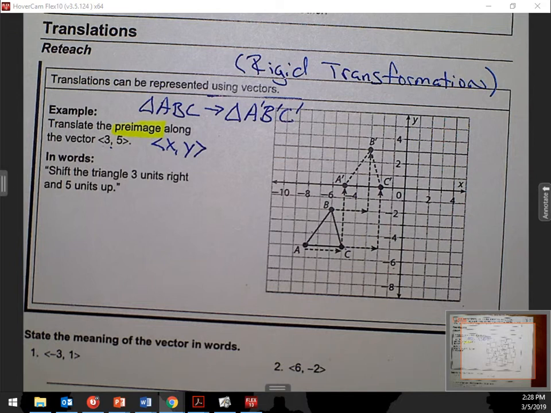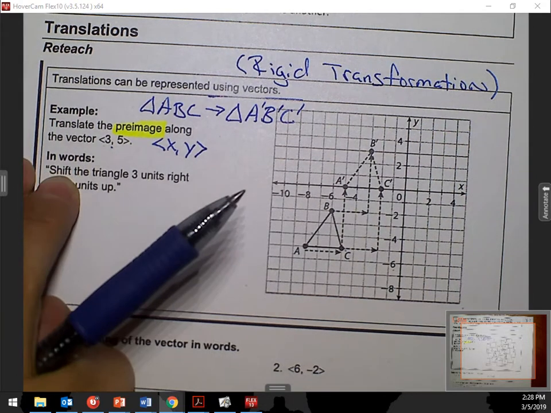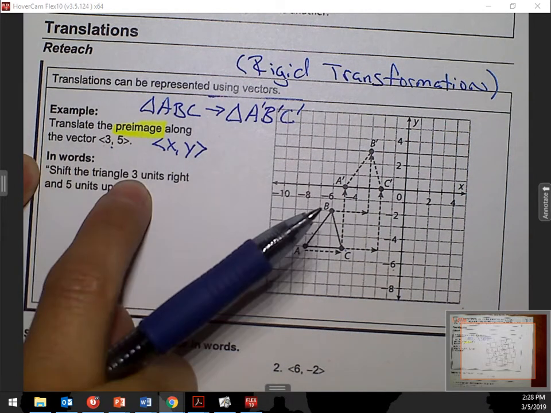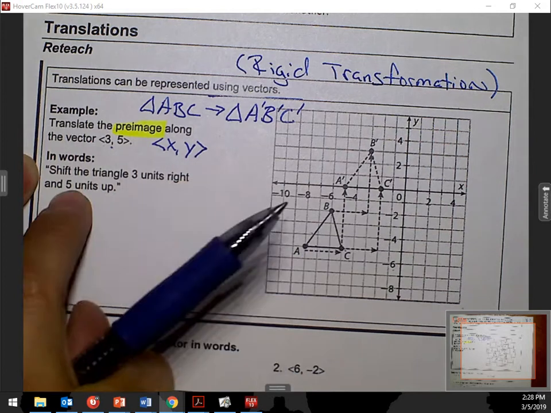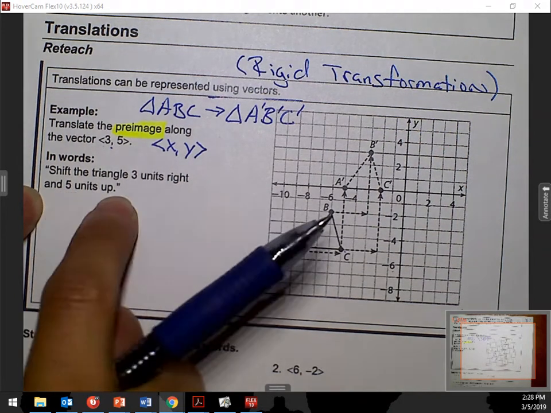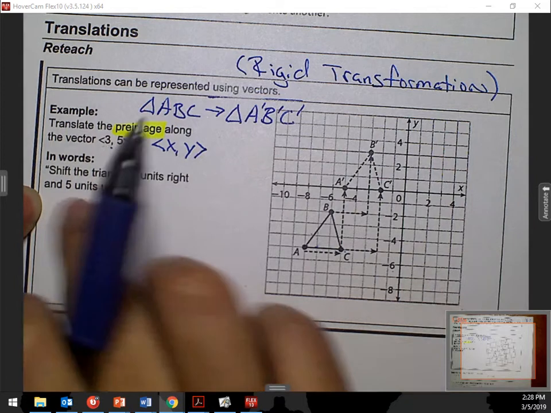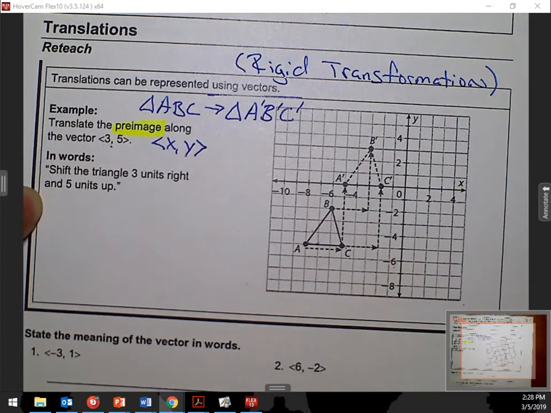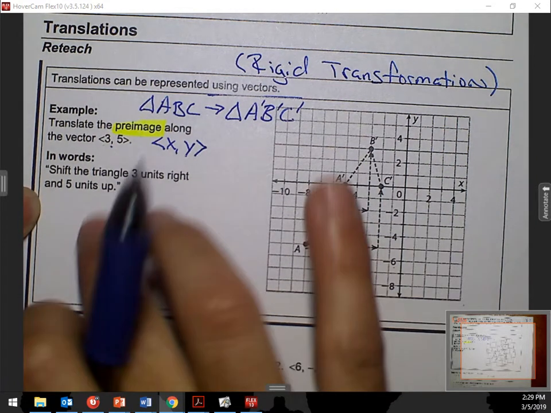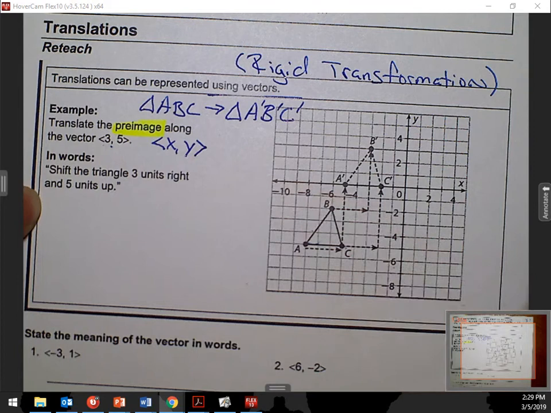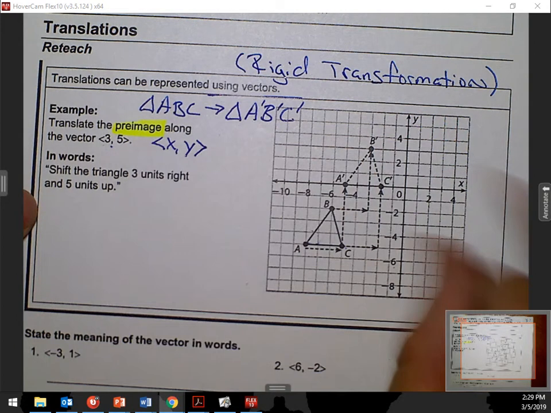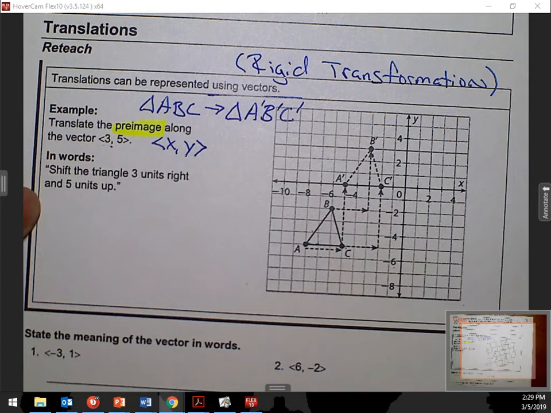So because of that, we also have the words for this. Shift the triangle 3 units to the right and 5 units up. So we're moving the whole thing. 3 right, 5 up. Make sense? Now there's another type of notation that we're going to have for this, but now it's going to be from point to point, because we're going to require you to know multiple ways of reading or writing this.